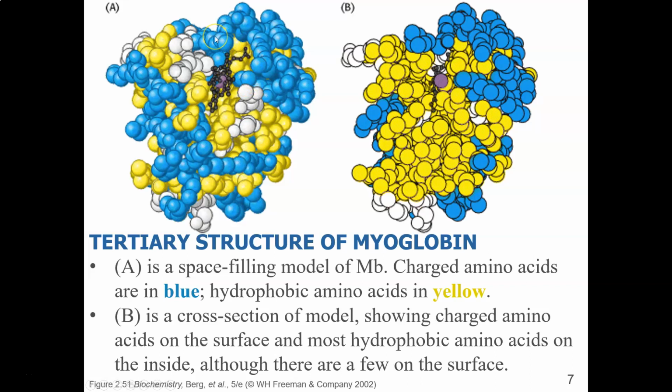Now imagine we take this figure on the left and we do a cross section. Maybe we take a razor blade and slice it in half. And we can see, over here on the right, the hydrophobic amino acids are shown in yellow, and the hydrophilic amino acids are shown in blue. So you see what we'd expect: the hydrophobic amino acids are largely found in the center of the folded protein, and the hydrophilic amino acids are found on the outside.